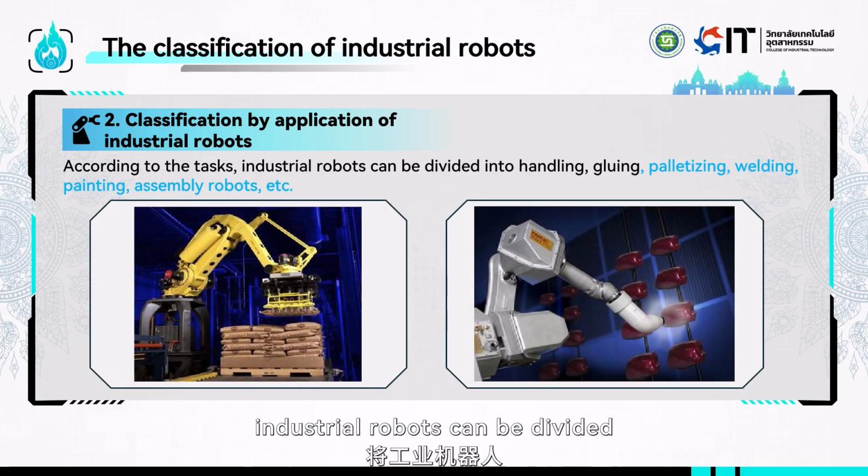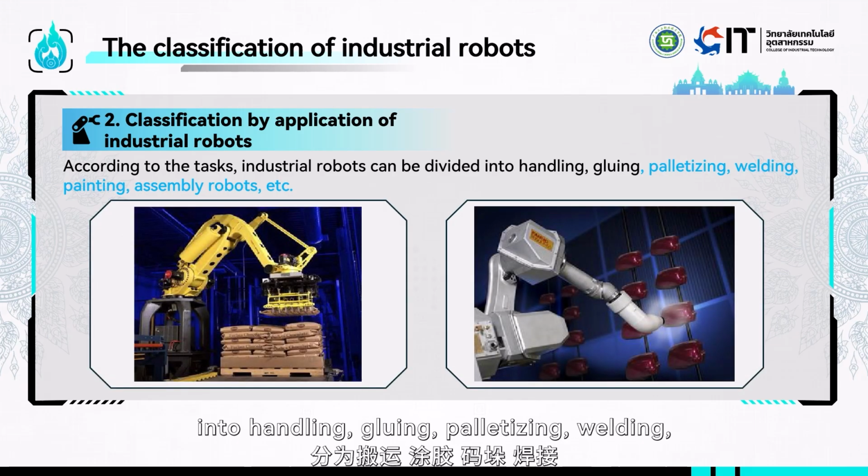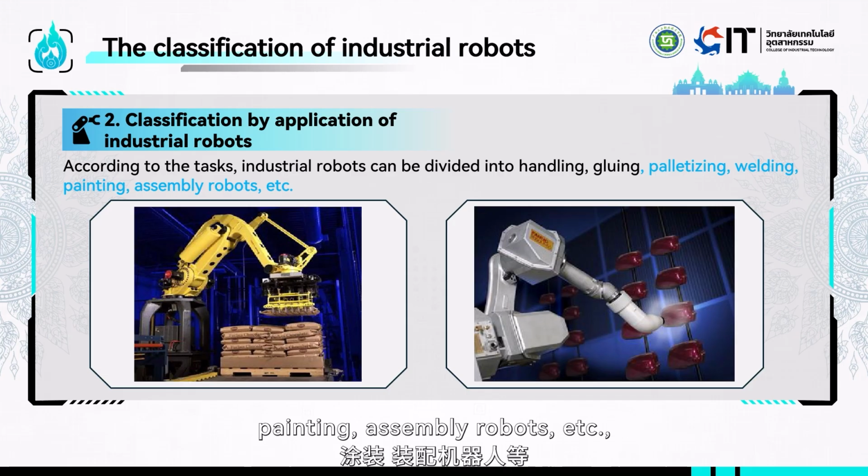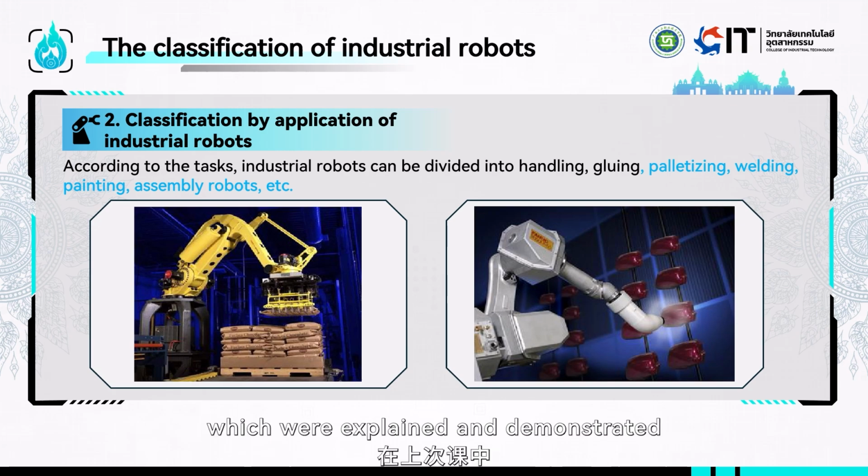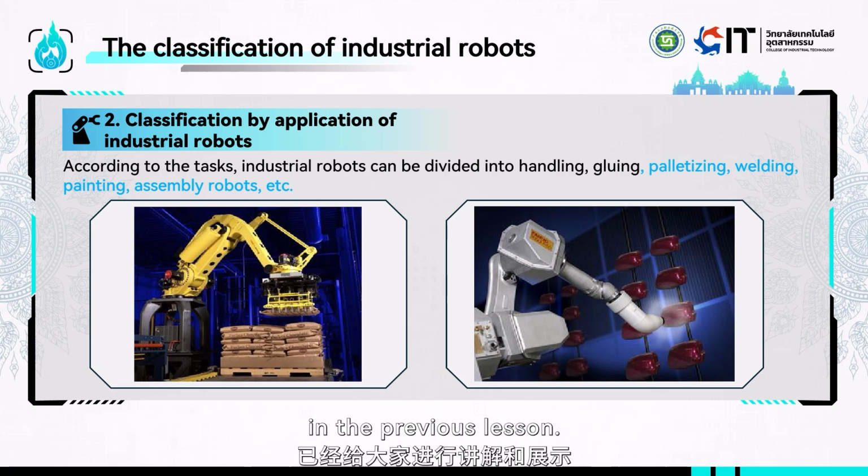2. Classification by application of industrial robots. According to the tasks, industrial robots can be divided into handling, gluing, palletizing, welding, painting, assembly robots, etc., which were explained and demonstrated in the previous lesson. You can review it again.